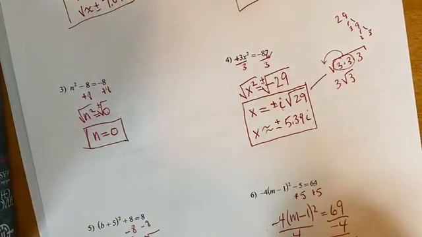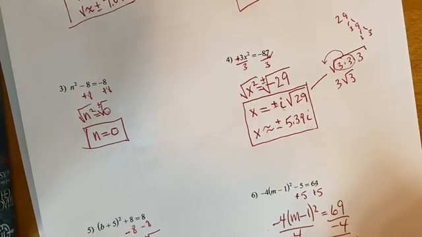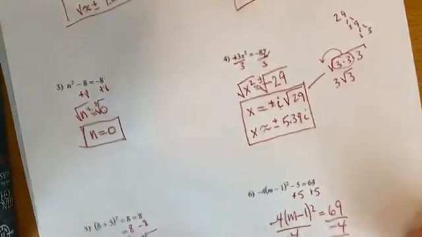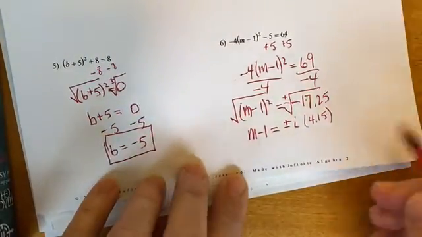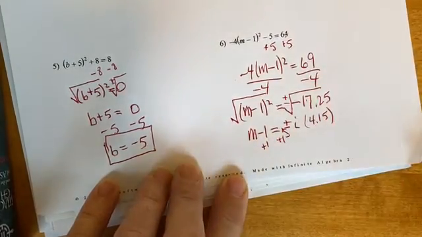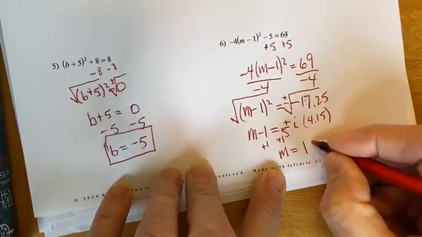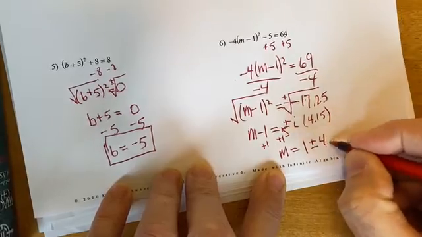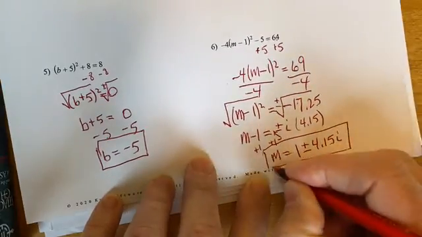So m minus 1 equals plus or minus i times 4.15. Remember that 4.15 goes in front of the i if you're using a decimal. Now add 1. And this one sneaks right in there. So m equals 1 plus or minus 4.15i. And that is it.